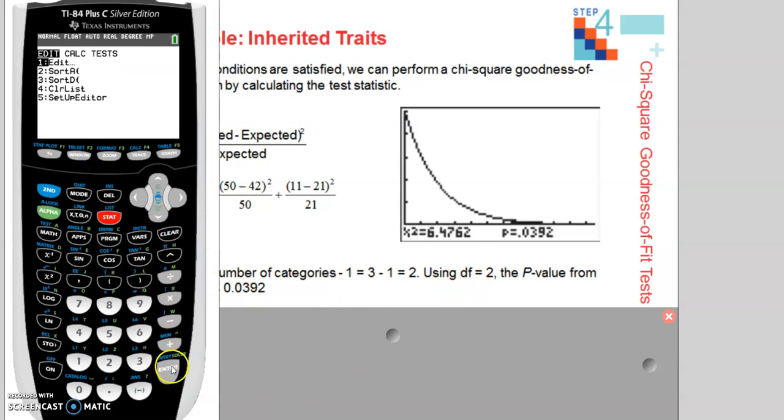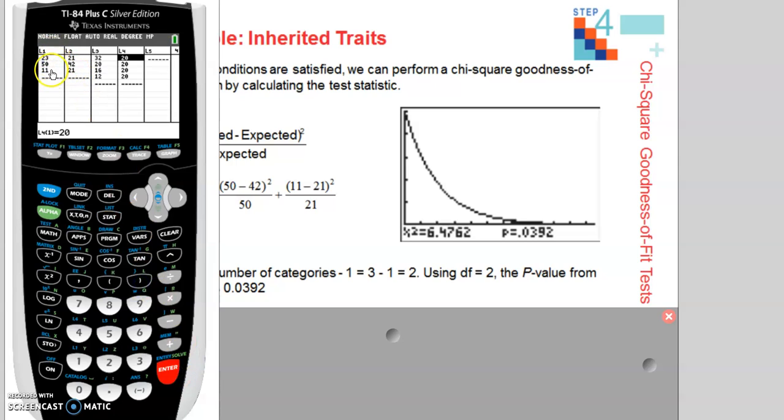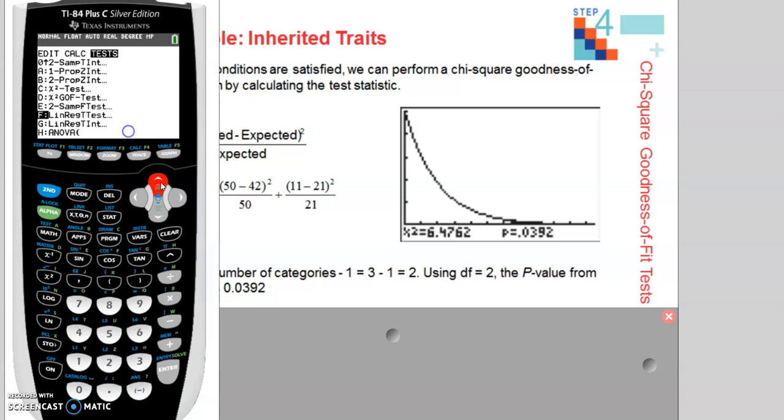So that looks like this. I would type into list 1 my observed counts, and then here's list 2, the expected counts. And then I go stat, test, and then towards the bottom of the list, option D is a chi-squared GOF test. And then I'm going to tell it my observed list is list 1 and my expected list is list 2. Again, these are counts, not proportions. There were 3 possible categories, so 3 minus 1 is 2 degrees of freedom, and then I hit calculate, and there's my chi-squared statistic, there's my p-value, and there's the degrees of freedom.